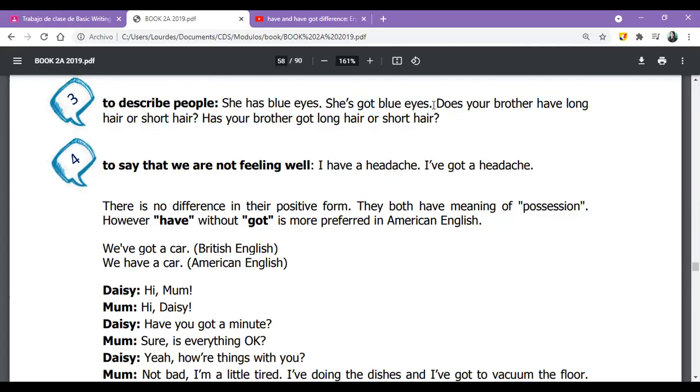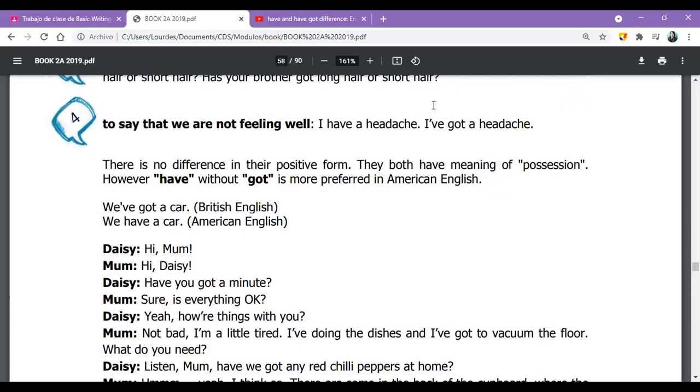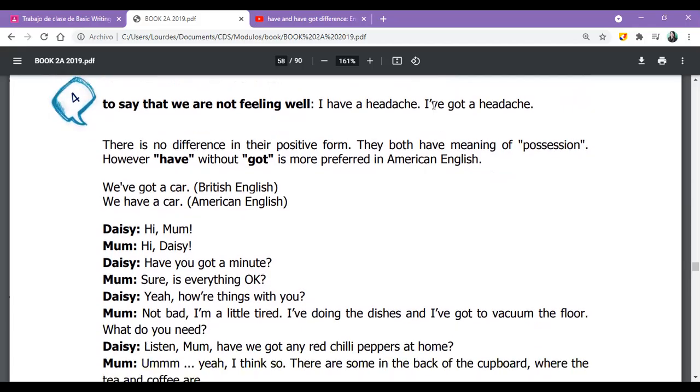Number four, to say that we are not feeling well. I have a headache. I have got a headache. In this case, it says that there is no difference in their positive form. They both have the meaning of possession. However, have without got is more preferred in American English.